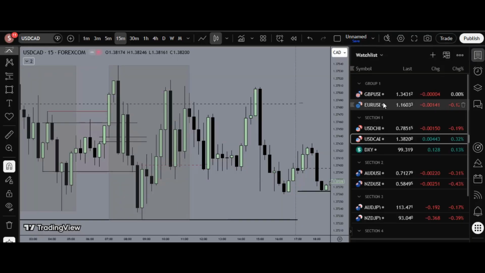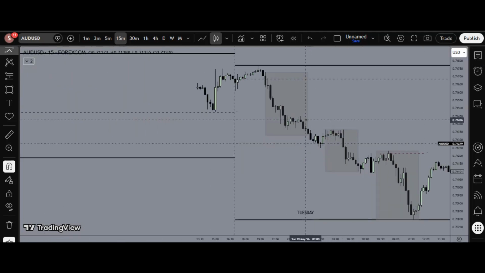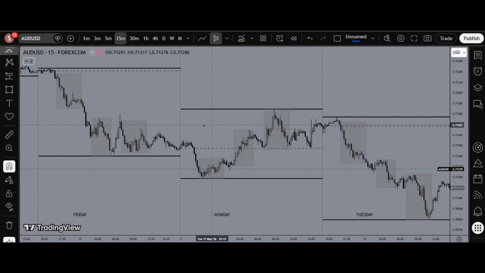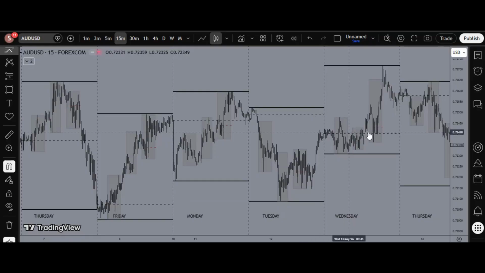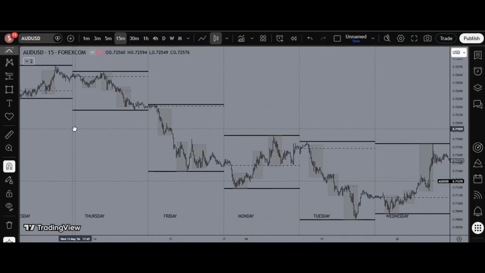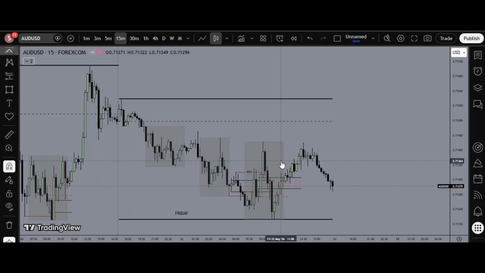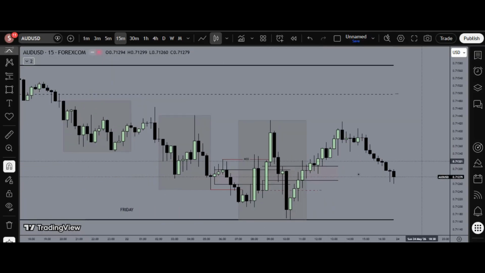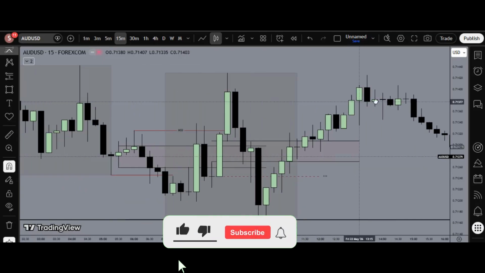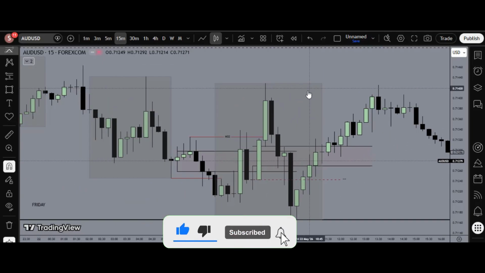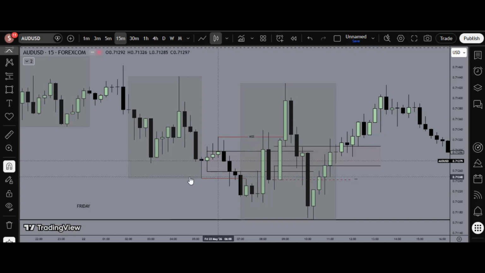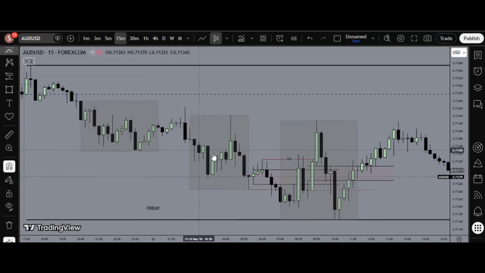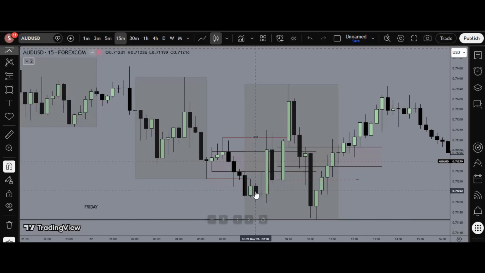We are looking at failed breakers. Let's look at AUD USD, 15 minutes. Now, these are recent trades, and I have marked out this trade so that I can show you. Look at this. What did you see here? Price swept liquidity from London low. This is London. Price swept liquidity, and then what happened?